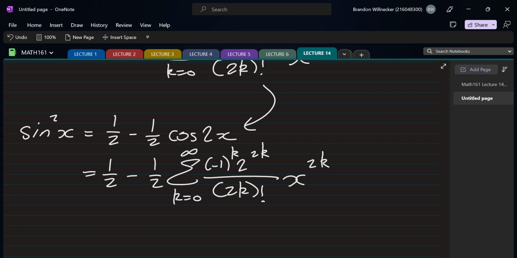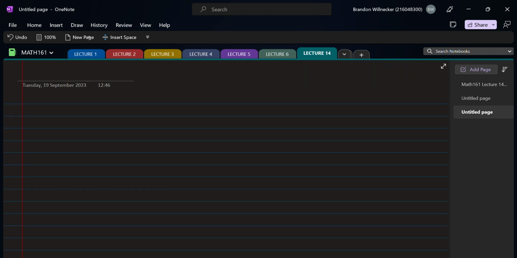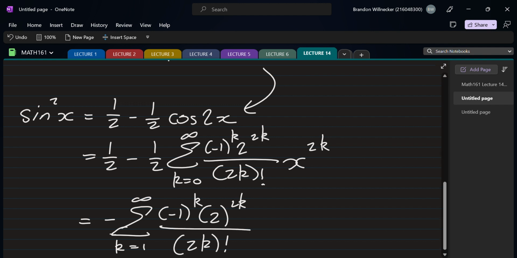So what we can do is start this from k equals 1, since the k equals 0 term cancels. But you don't need to do this, it's optional. So we can write it as minus the sum from k equals 1, because the k equals 0 term cancels, to infinity, then we have (-1)^k 2^(2k) over (2k)! x to the 2k. So if you can simplify it like that, that's fine, but this previous line here, that's fine too. Okay, if you leave it like that.